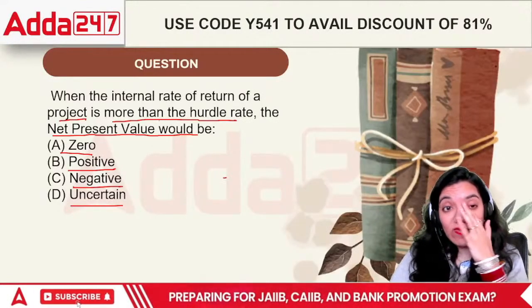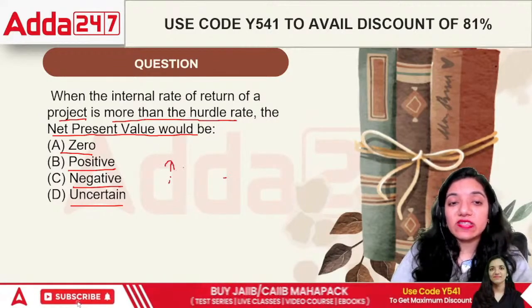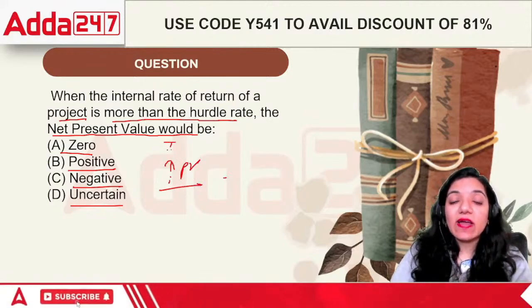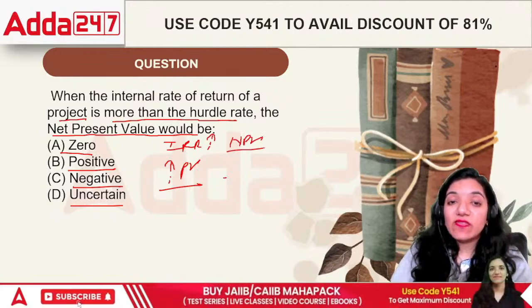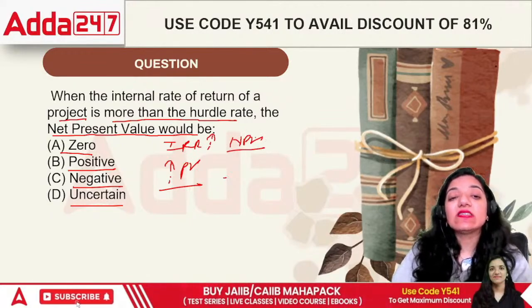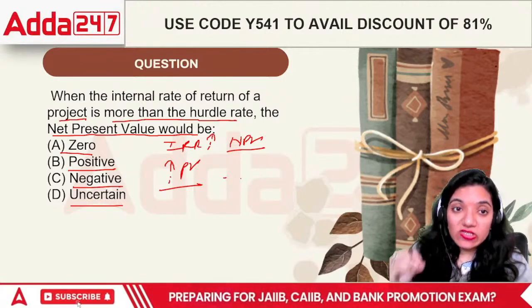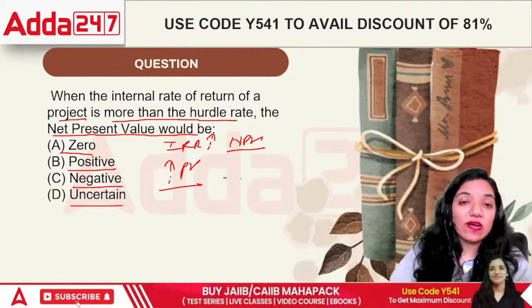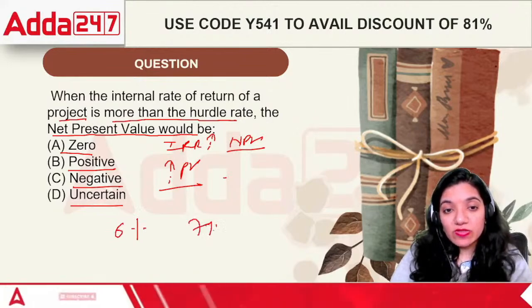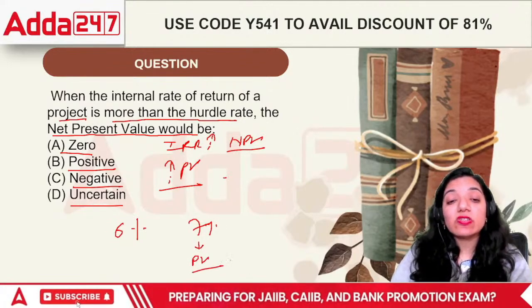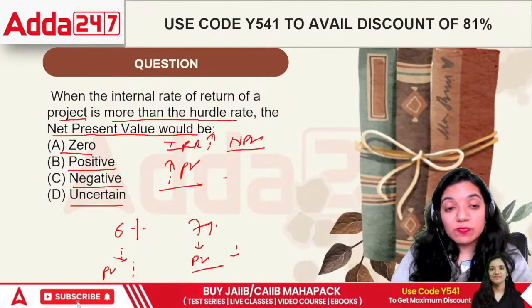Basically what happens is that the lower the rate, the higher is the present value. That's the rule. If your rate is more, then the present value of the cash flows would be a little less. Let me just give you a brief example. If we have 6% and 7%, the PV at 7% would be less, while the PV at 6% would be more.